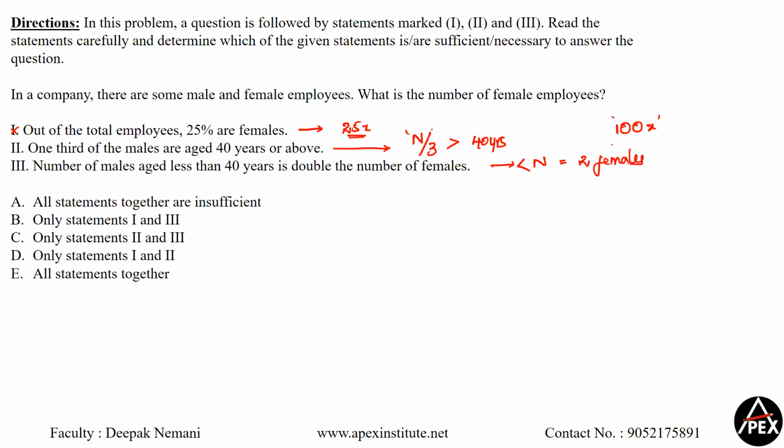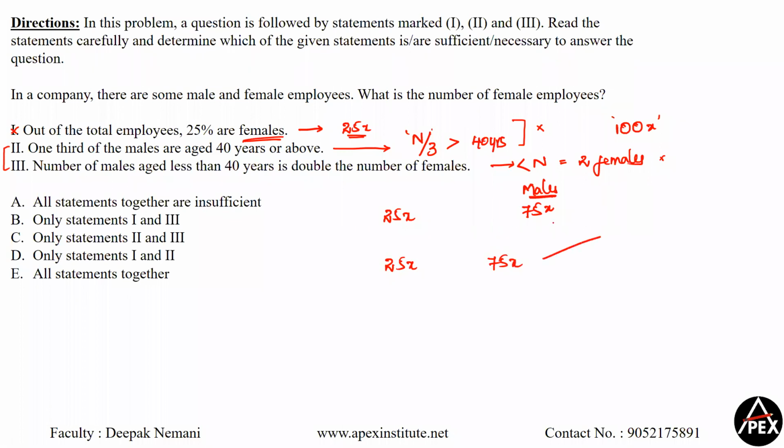Out of total employees, 25% are females. So 25x are female, then 75x will be males. Now one third of the males are aged 40 and above. So with these two statements also, I cannot answer this. So let me combine all the three, because females are in one, isn't it? So number of females are 25x, number of males are 75x.